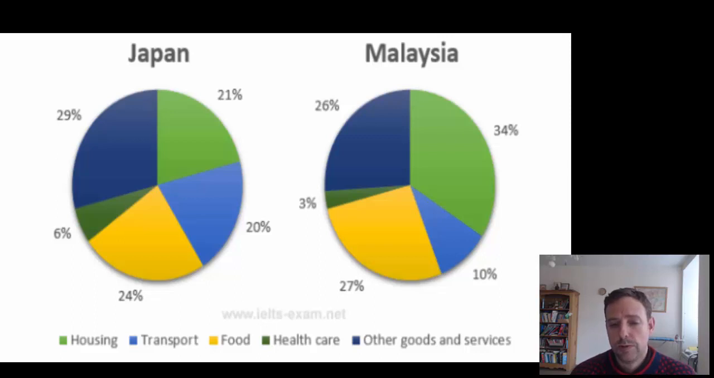Yeah, food, we've talked about that. Other goods and services, well, that could be quite chunky. Okay, so that's it really. I think now we can have a look at the actual graph. So let's look. And here we have it, Japan to the left, Malaysia to the right.